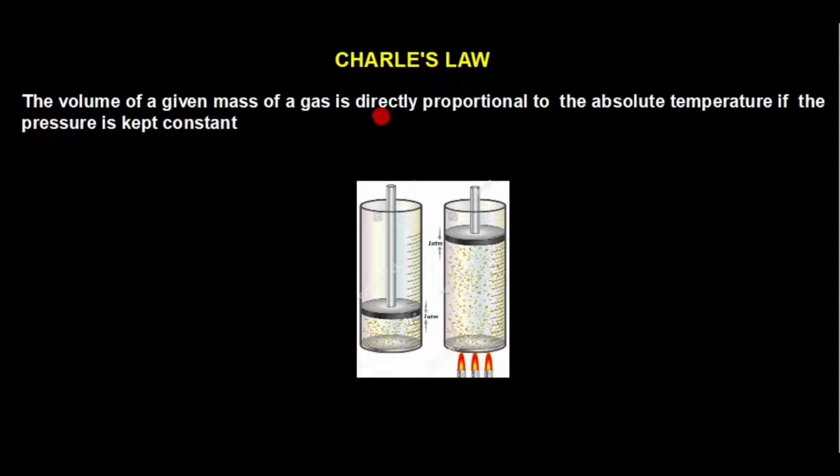that states the volume of a given mass of a gas is directly proportional to the absolute temperature if the pressure is kept constant. That is, the volume of a given mass of a gas is directly proportional to the absolute temperature if the pressure is kept constant.